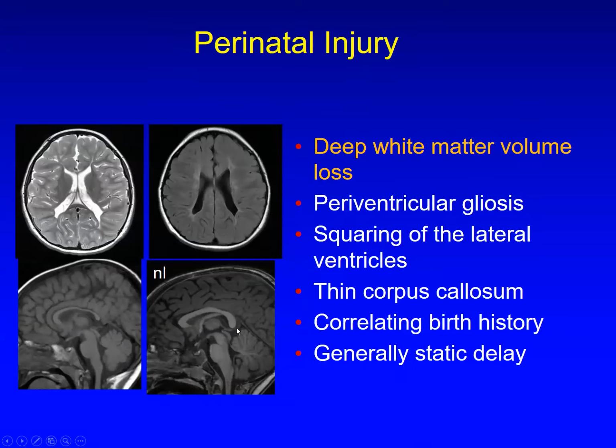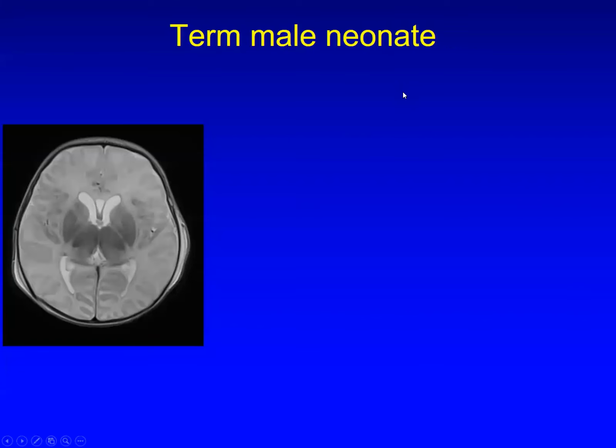Here's a normal age-matched control. Often there is a correlating birth history, although not always. Sometimes there is an event, either prenatal or at birth, that isn't recognized. These patients also have delay and seizures, but the delay, unlike with a lot of leukodystrophies, is static, whereas the leukodystrophies often will have regression. So if you have someone who's regressing or losing milestones, you have to be more concerned about a leukodystrophy.